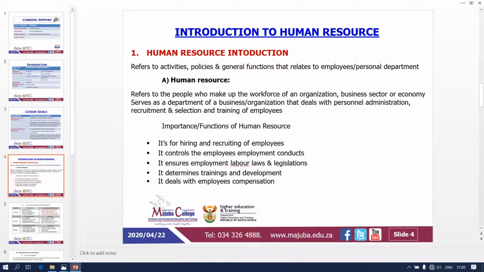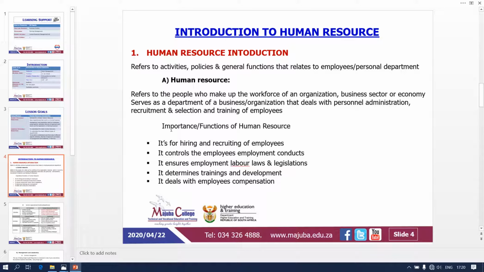It refers to people who make up the workforce of the organization, business sector, or the economy. It also serves as a department of the business organization that deals with personnel administration, recruitment and selection, and training of employees. Now, what is the importance of the function of a human resource?